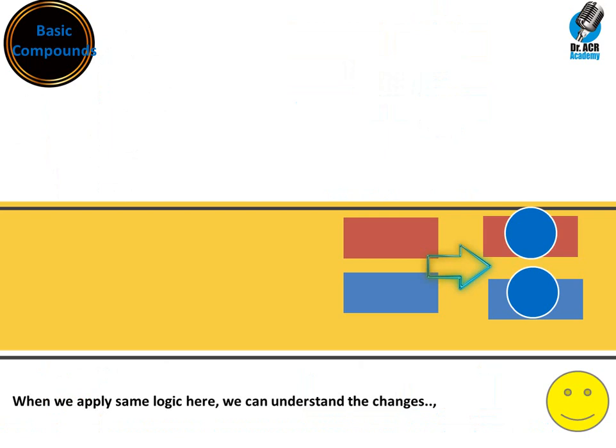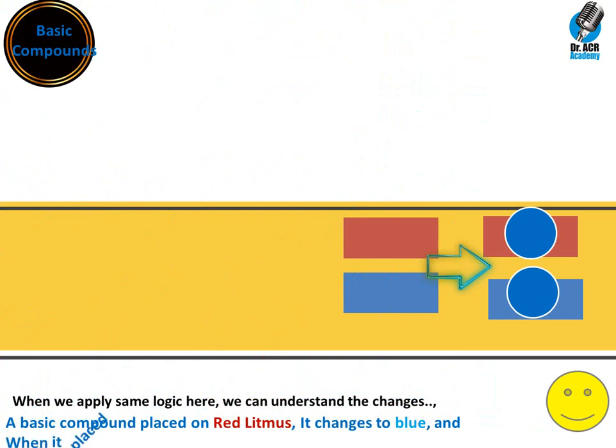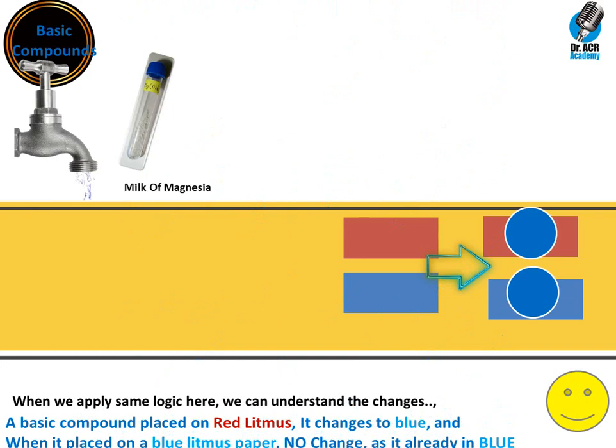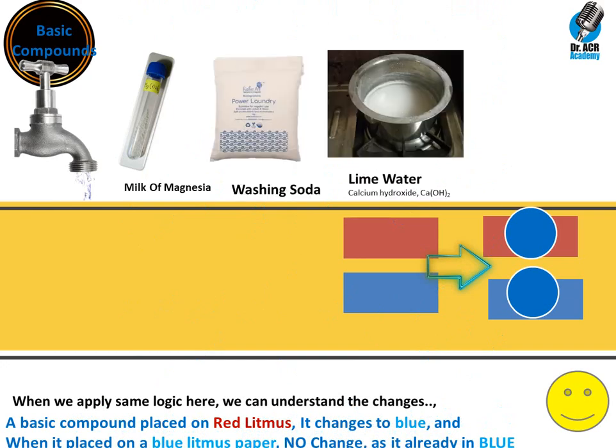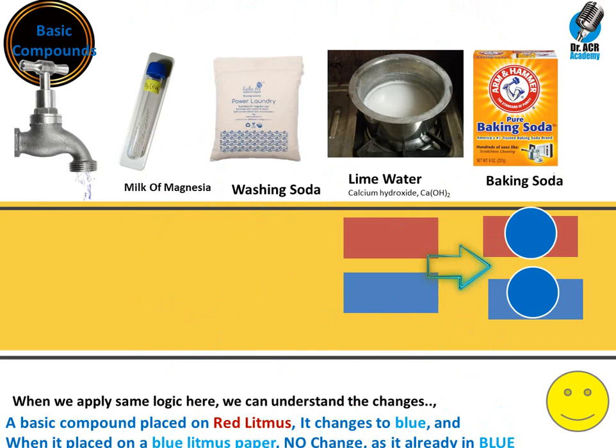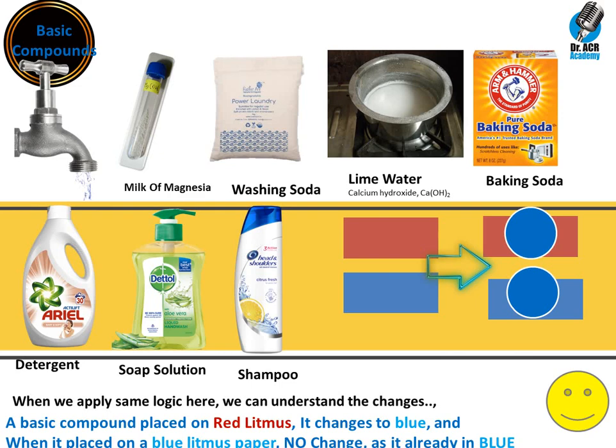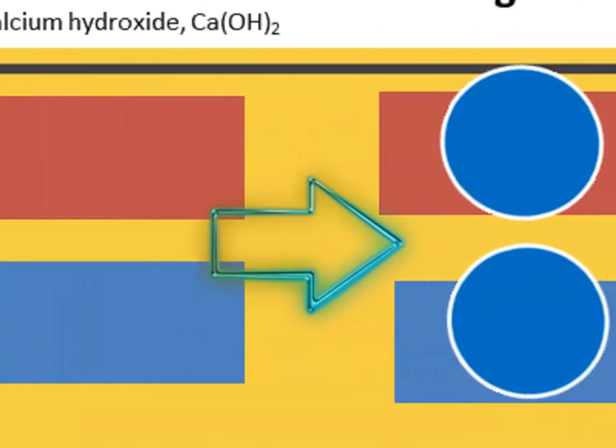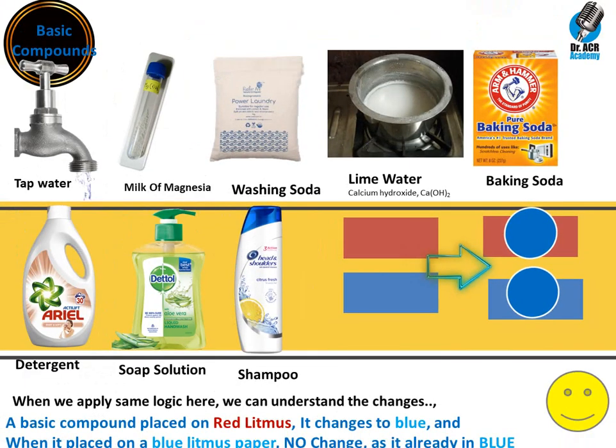When we apply some logic here, we can understand the changes. A basic compound placed on red litmus paper changes it to blue, and when it's placed on blue litmus paper, it does not change its color because it is already blue. The basic components like tap water, milk of magnesia, washing soda, lime water, baking soda, shampoo, soap solution and detergent, when added to red litmus paper, will turn it blue. And when added on blue litmus paper, it will stay blue because it is already blue.